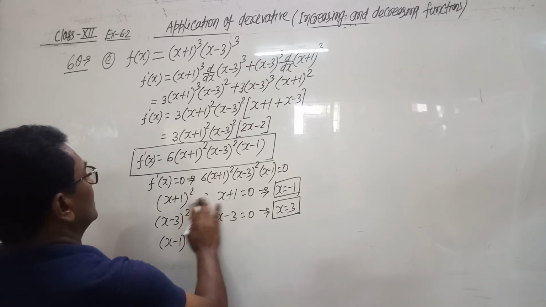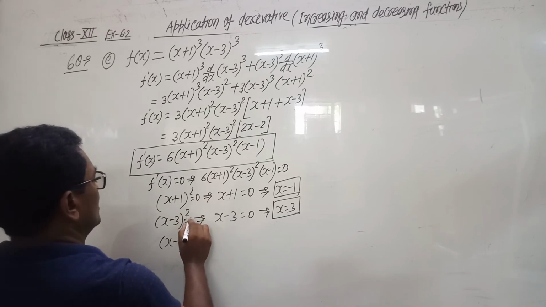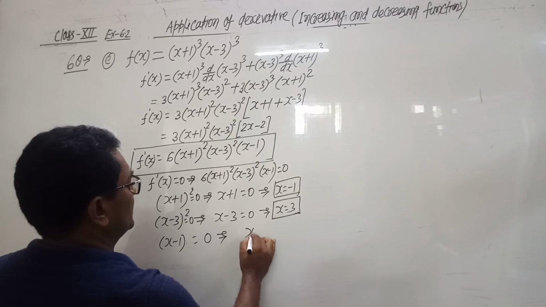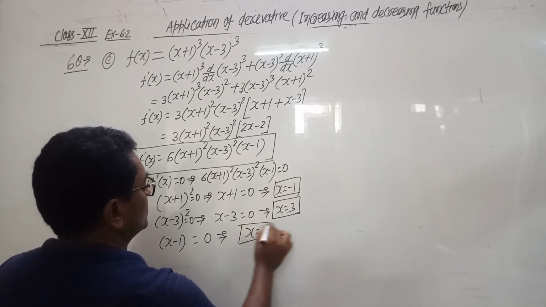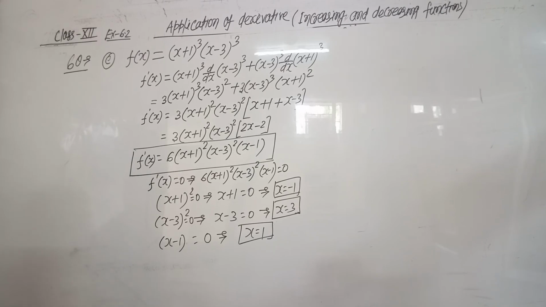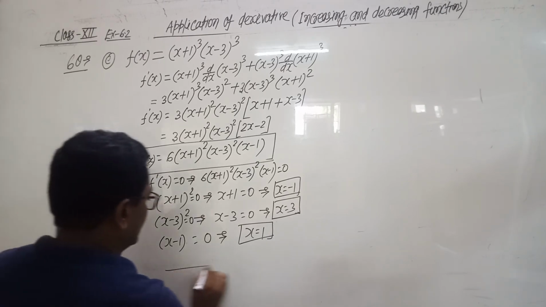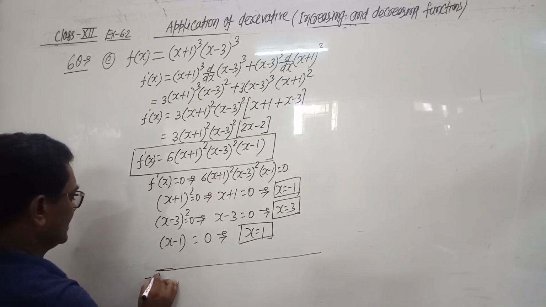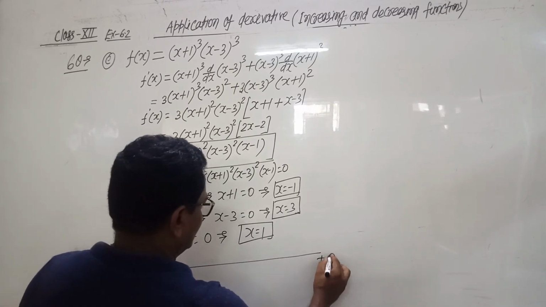(x − 1)² = 0, so x − 1 = 0, and this implies x = 1. So we get the three different values of x, which we represent on the number line from minus infinity to plus infinity.